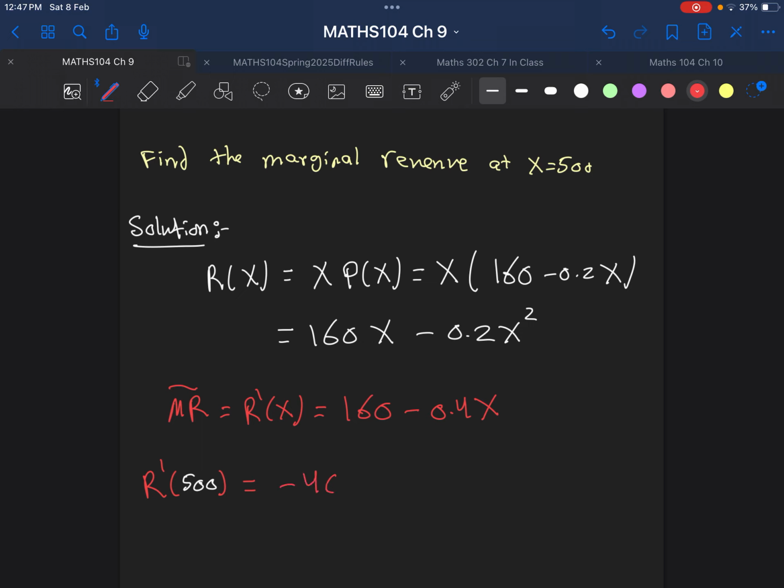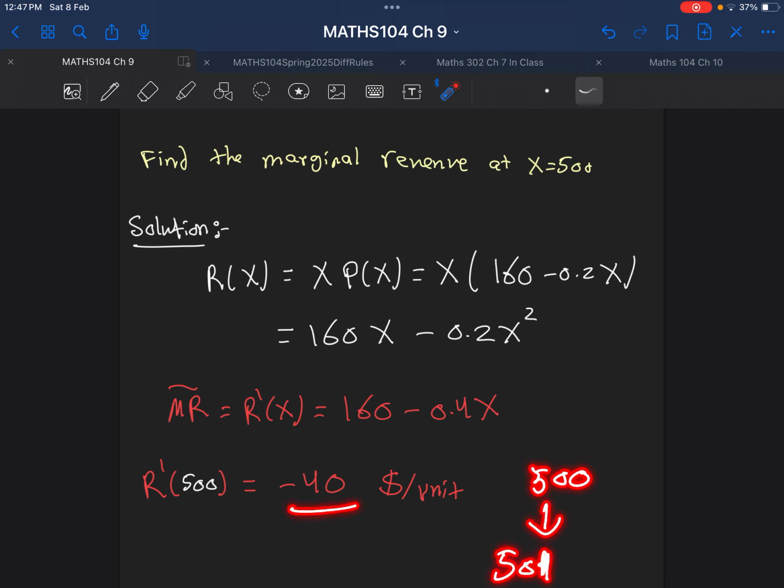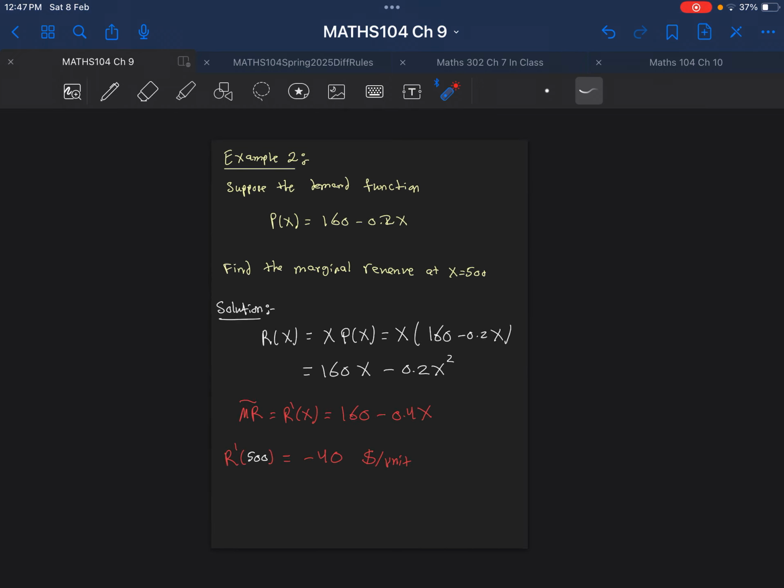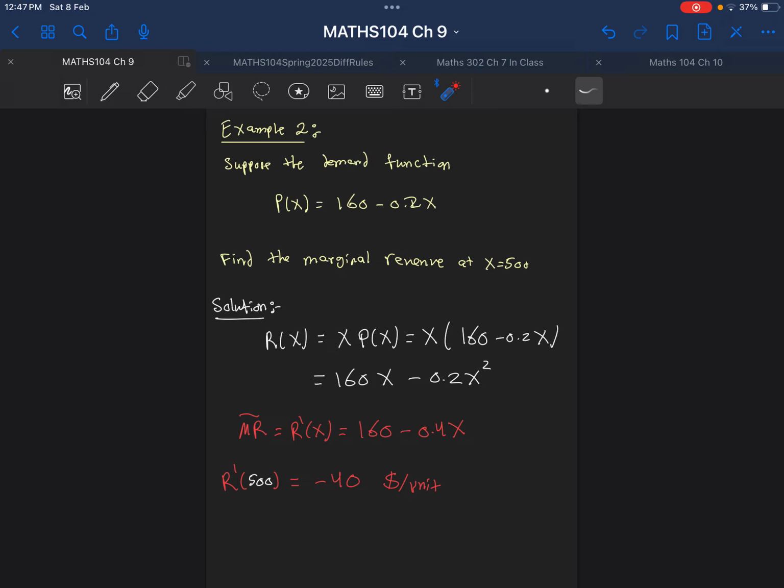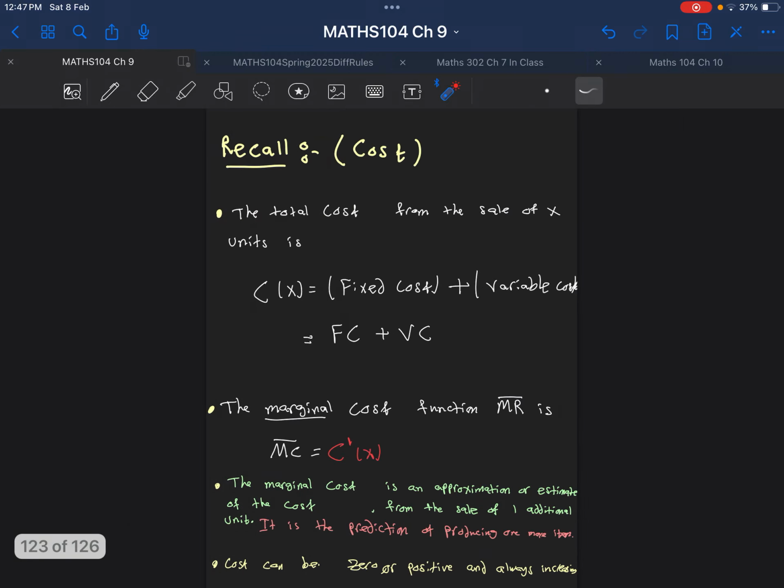It will be negative 40. Again, this will be dollar per unit. So if we sell 500 units, and then if we sell 501, my revenue will go down by $40. This is for the revenue.